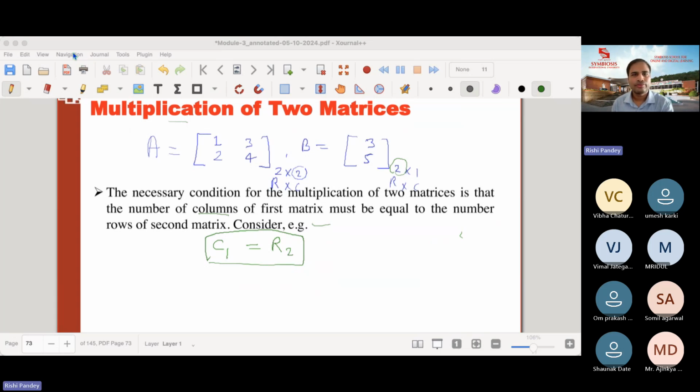Anyone doing or not? Multiplication of this number. Yes, sir. So we will write like this way.